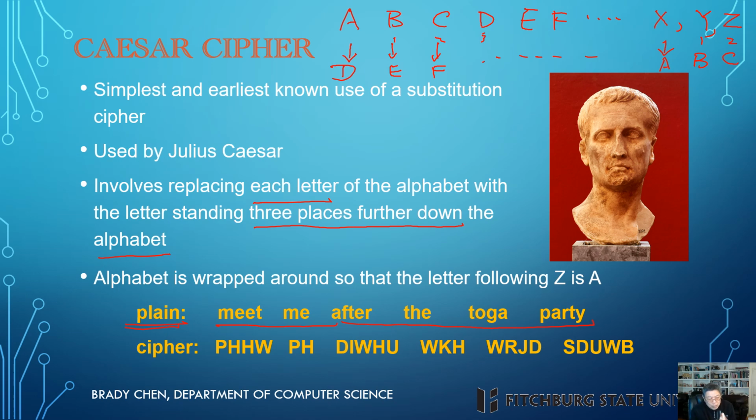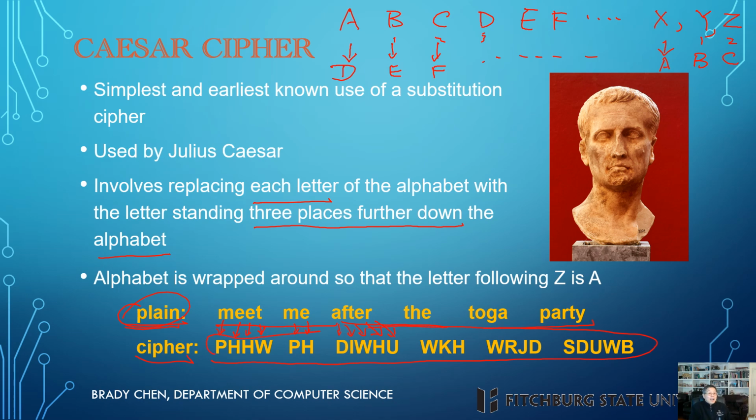Now we do a little bit of trick with the Caesar cipher, so we can encode each letter with the letter standing 3 places further down. So M is going to be mapped to P, E is going to be mapped to H, E to H, T to W. So we can map each letter to its corresponding letter in the ciphertext. So then the ciphertext for the original plain text becomes this.